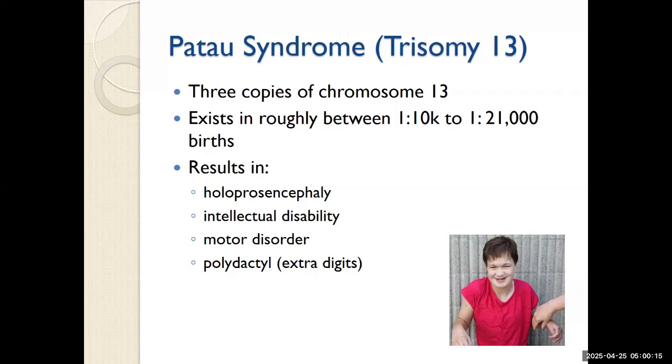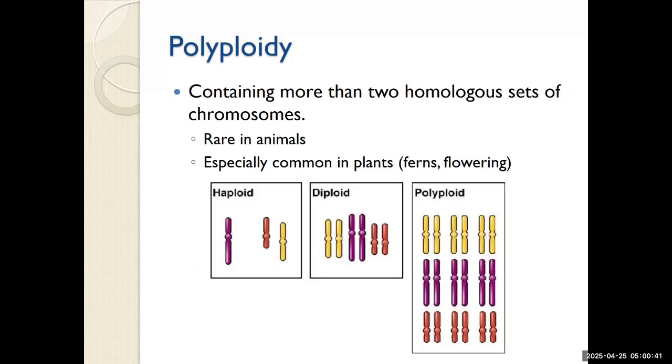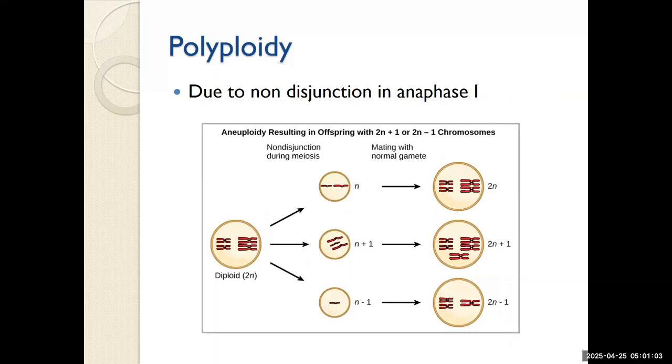That's holoprosencephaly. This will result in intellectual disability and prominent motor dysfunction. It's also common with individuals with Patau syndrome to exhibit extra fingers. Polyploidy, again, is the result of non-disjunction of all the chromosomes. It is very rare in animals, but common in plants. And the result is a complete duplication of the genome. This is the result of non-disjunction in anaphase 1.